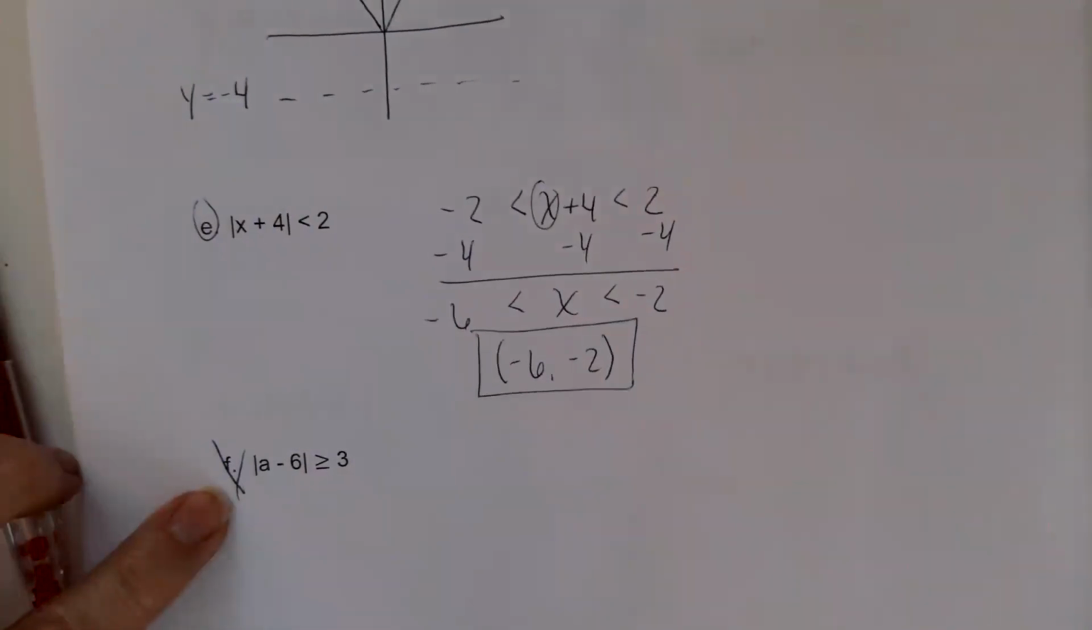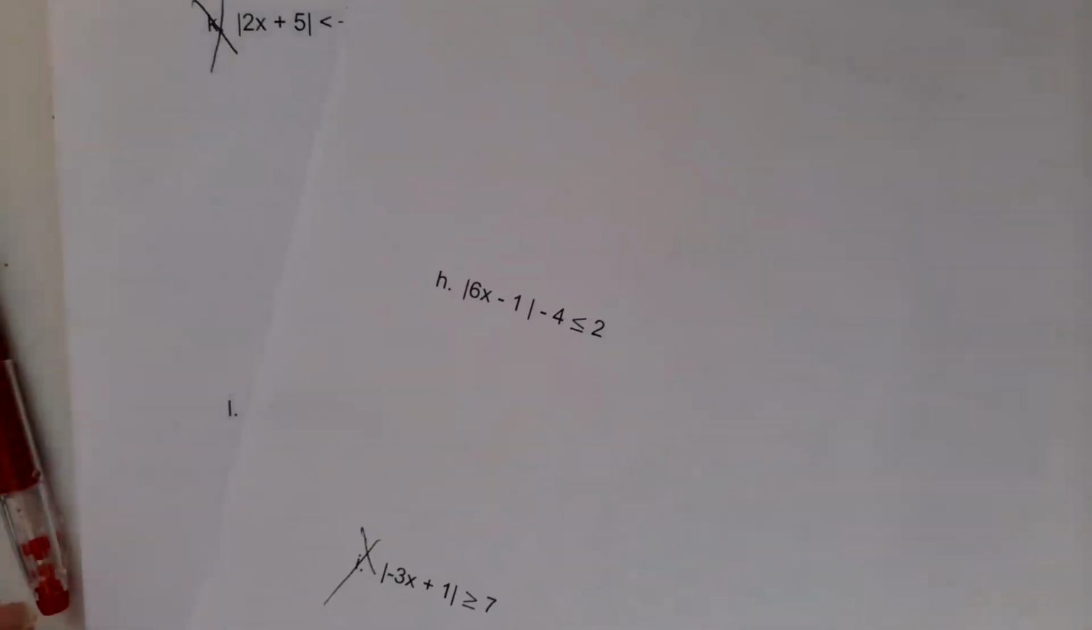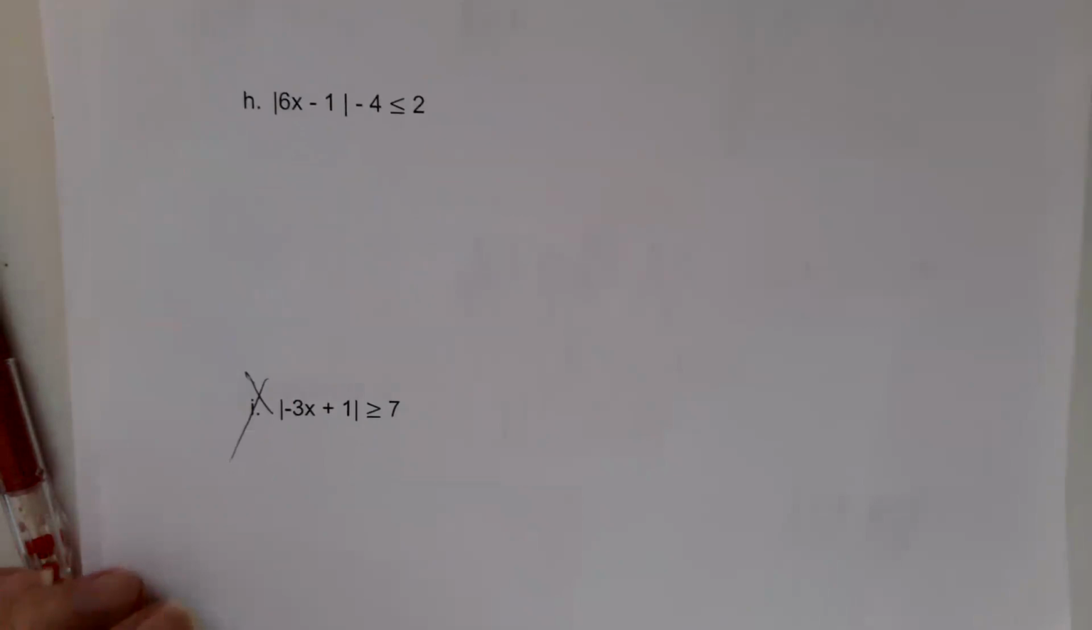F is on the extra video. G and I are on the extra video, and we're going to look at H.